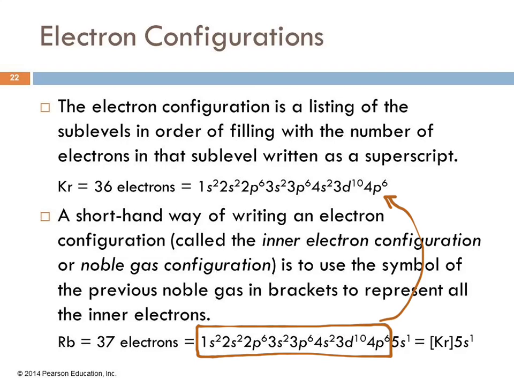You should know how to do both and what both of them mean. Like if you're given an electron configuration and you need to know which element it is, one way to do it is just to add up the superscripts. You get the number of electrons, you find that element on the periodic table, and you're done.